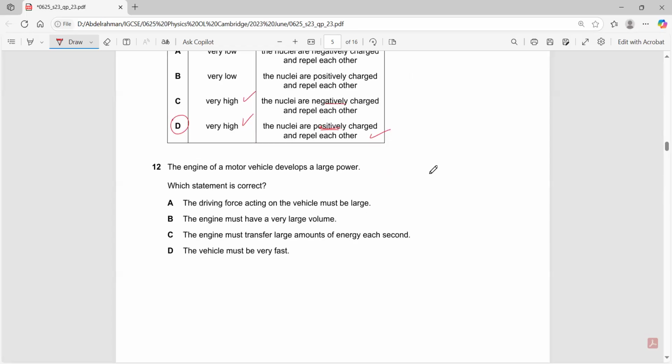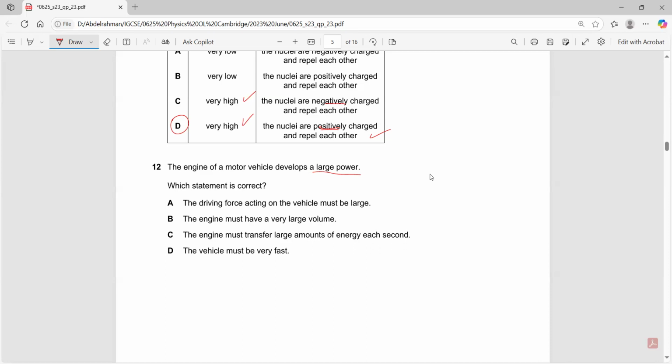The engine of a motor vehicle develops a large power. Which statement is correct? The driving force acting on the vehicle must be large. No, it could be large, it could be small. It depends on the energy, the work done, and the time.